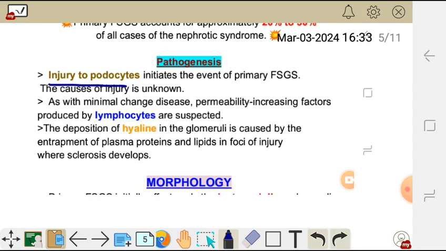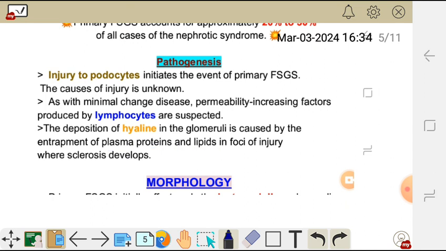And due to that injury, we know when we have an injury, a scar can be formed. We are going to have deposition of hyaline. Hyaline is going to be deposited in the glomeruli, and it is caused by the entrapment of plasma proteins and lipids in foci of injury. So we are going to have deposition of proteins and lipids in those foci of the injury.